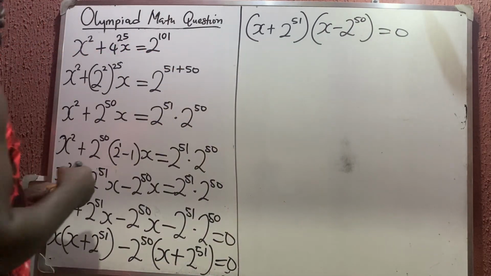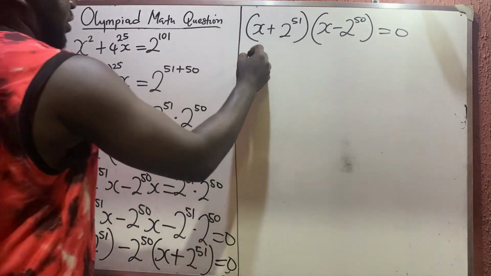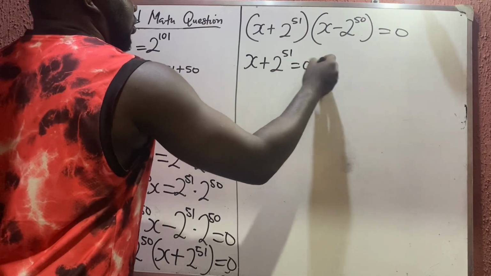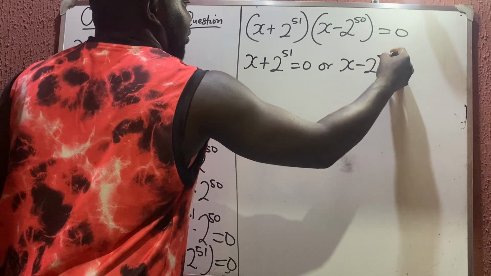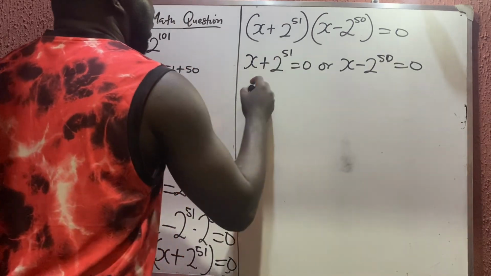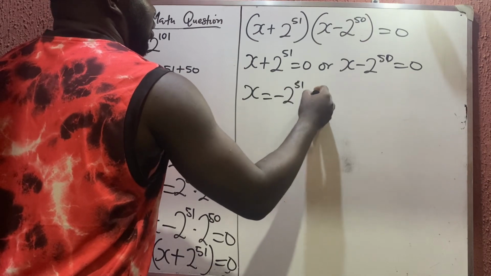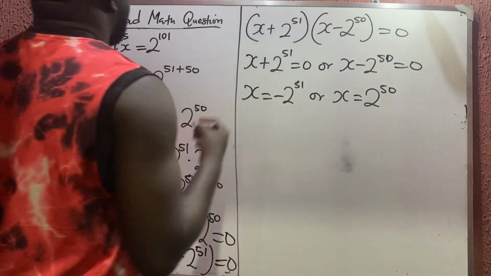Now when the product of two things is equal to 0, automatically one of them must be 0. So we have that x plus 2^51 is equal to 0, or x minus 2^50 is equal to 0. So finally we have that x is equal to minus 2^51, or x is equal to 2^50. So that is the answer.